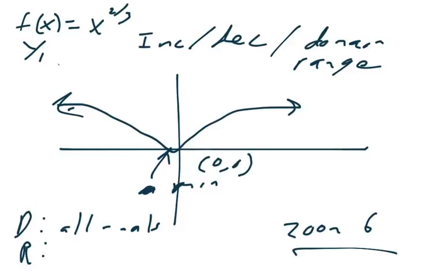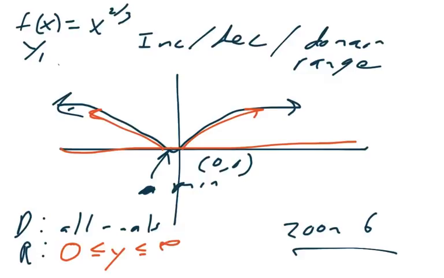The range here, well, the lowest y value is at 0, and then it keeps going up in each direction. Now it's not going fast up, but it's going to keep going up and up. So when you get to 1,000,000 to the 2/3, it's going to be higher. 10 million will be even higher. So we have basically 0 is less than or equal to y. Or you could have said it as y is greater than or equal to 0.